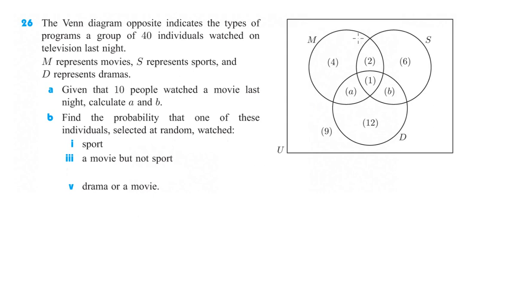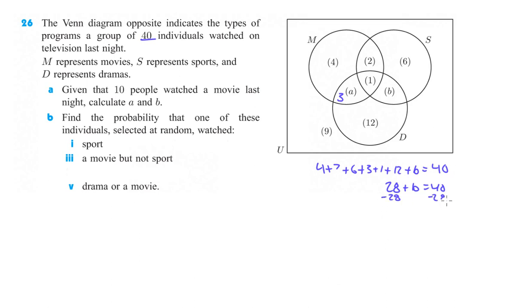So we know that this group in here has to be 10. So 4 plus 2 is 6, 7. So that means A has to equal 3, right? And then it says there's 40 total individuals, so we have to add all these up plus the B, and that should equal 40, right? So 4 plus 2 plus 6 plus 3 plus 1 plus 12 plus the b all has to equal 40, okay? So adding those all up is 28 plus b equals 40.